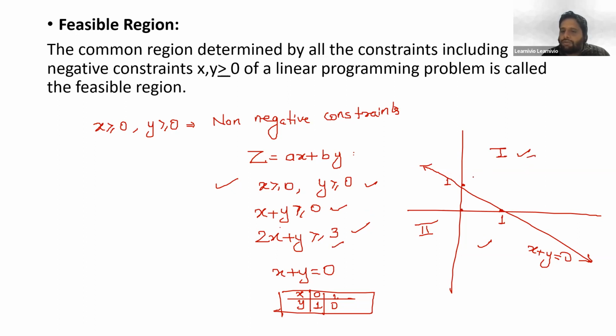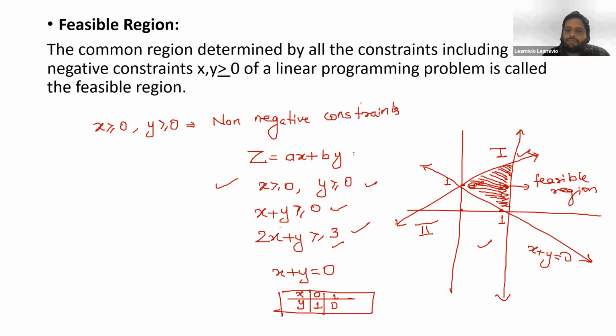So for example, you will draw a graph like this. Suppose we have one more line, we will draw a graph like this. And when we find all the common region, suppose this is your common region. I will tell you later how to find the common region. For all the lines, this is the only common part. This common part is called the feasible region.